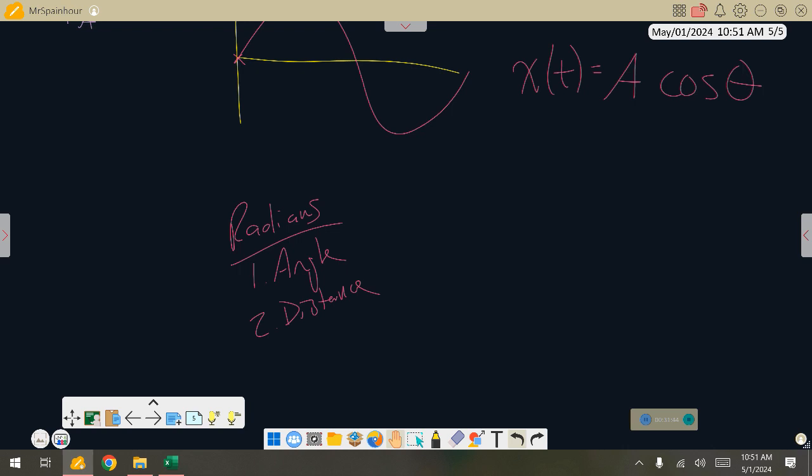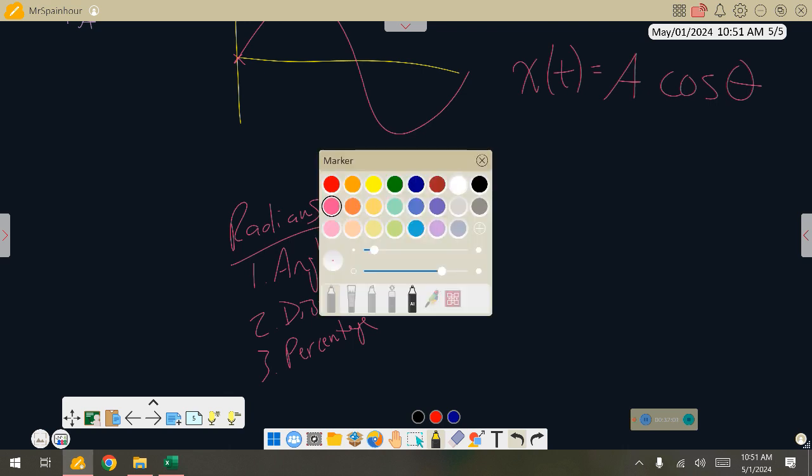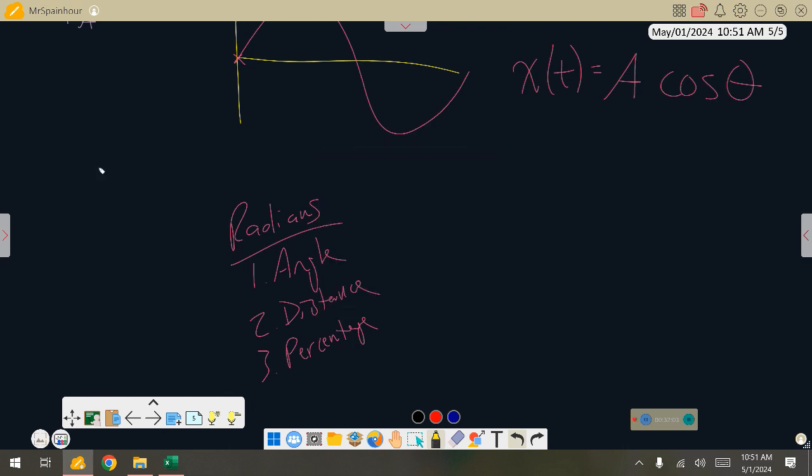Great. But there was a third thing that I put up there very quickly that some of you may remember. And if you don't, that's completely fine. There's a third thing that angle does that is weird. And it gives us percentage. What I want to be able to do is look at a situation and associate percentage simply with angle.